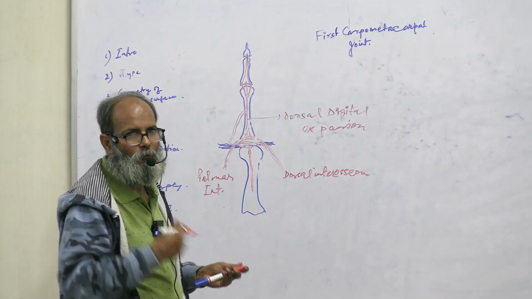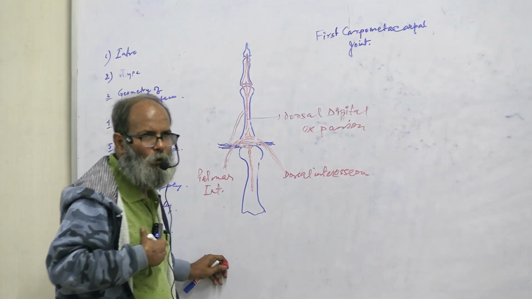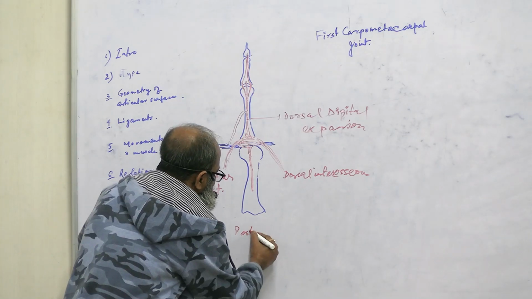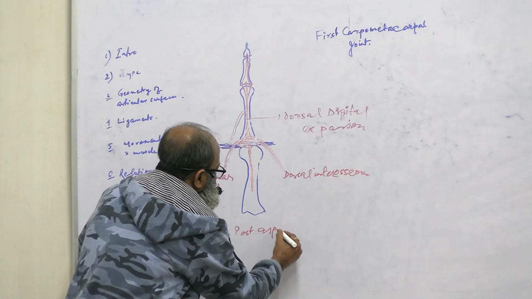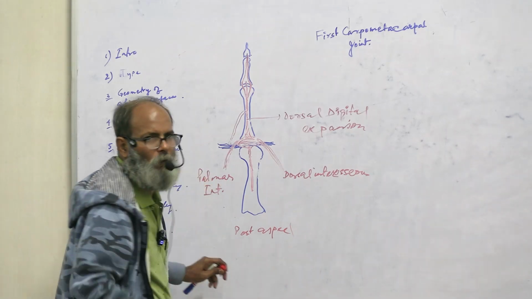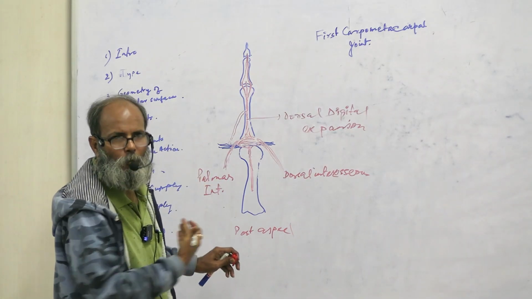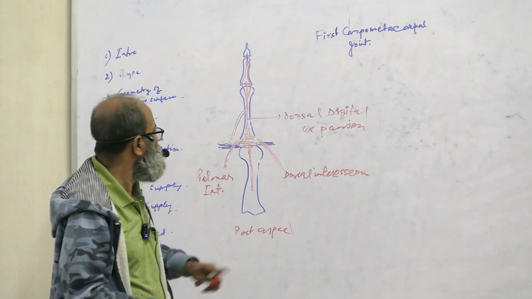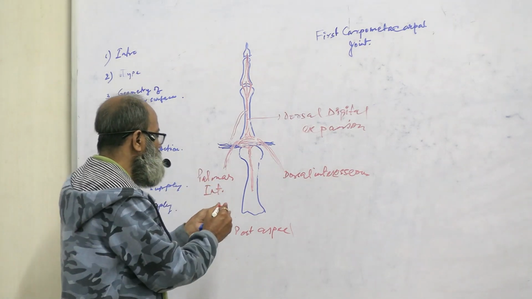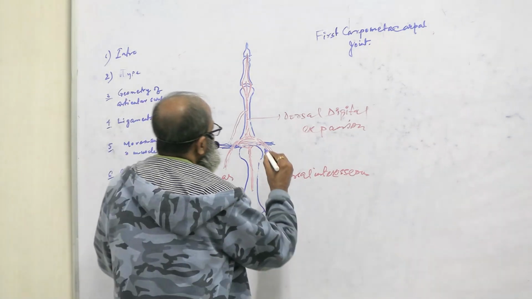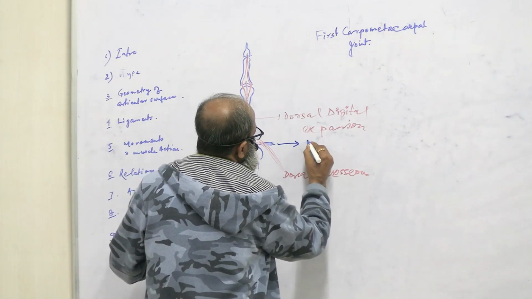And this is from where I am looking? From the posterior aspect, that is the extension aspect? Yes or no? Right. Now, you see, this is called the deep transverse metacarpal ligament.